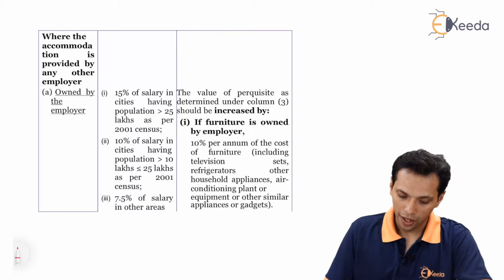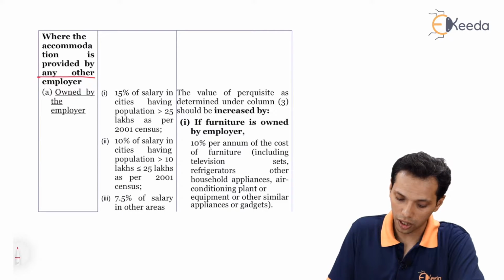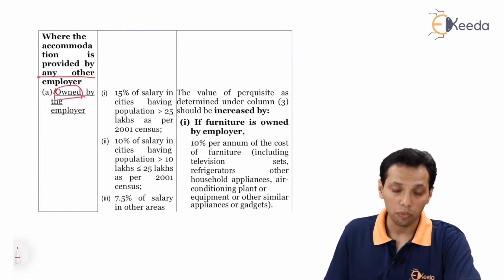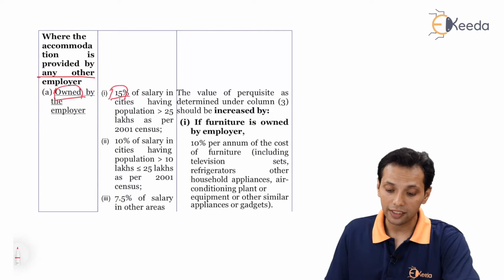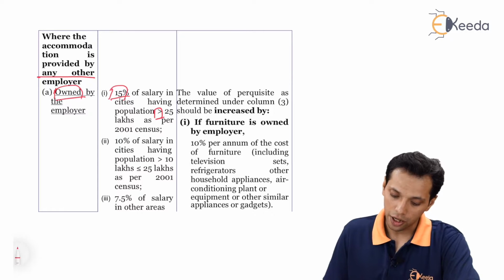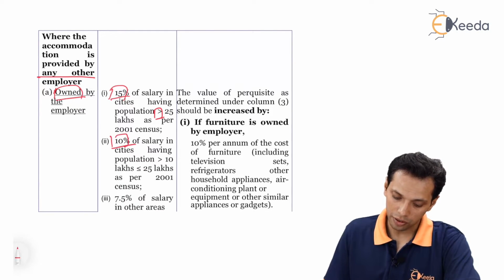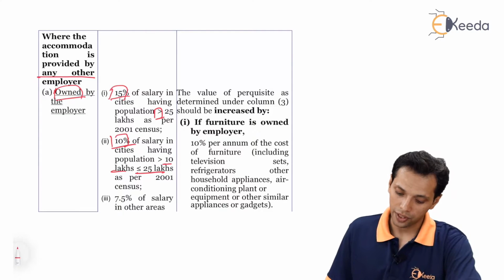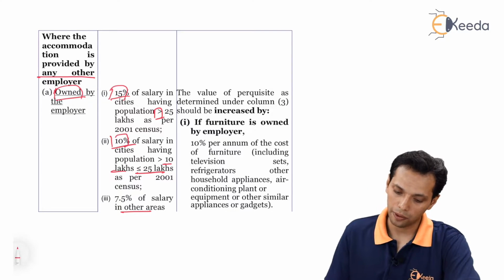Now the accommodation is provided by any other employer, which is any employer other than the central government or state government, and is owned by the employer. Category 1: 15% of salary in cities having population exceeding 25 lakhs as per the 2001 census, 10% of salary in cities having population between 10 lakhs and 25 lakhs, and 7.5% of salary in other areas.